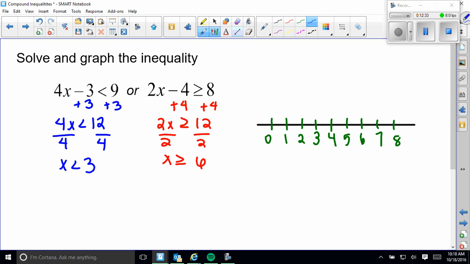Now that we have our points, we're going to graph our two inequalities. So x is less than 3. Less than 3 means that our circle is going to be open. It's not including 3, and x is less than those values, so we're going to draw our line that way. And then we have x is greater than or equal to 6. So we're going to find 6. Since it's greater than or equal to, our circle is going to be closed, and it's going to be all the values greater than that. So as you can see, since it's an OR inequality, our lines are going to go in opposite directions, meaning that they don't touch, so we can draw our arrows going in the opposite direction.